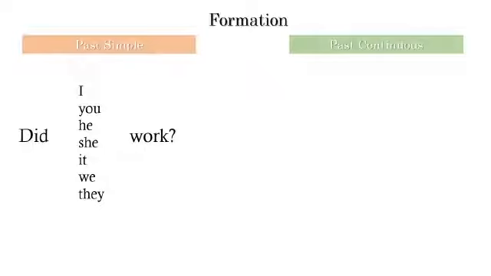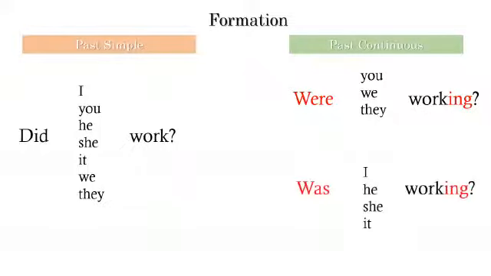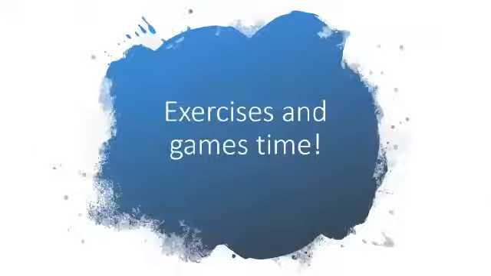Okay, now about past continuous. Here we have to also put the to be of past in the first place. So was and were we have to put in the first place. So were you working? Were they working? Or was he working? Was she working? So if you understood, let's continue.